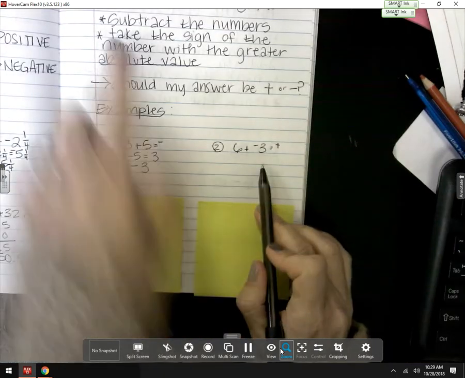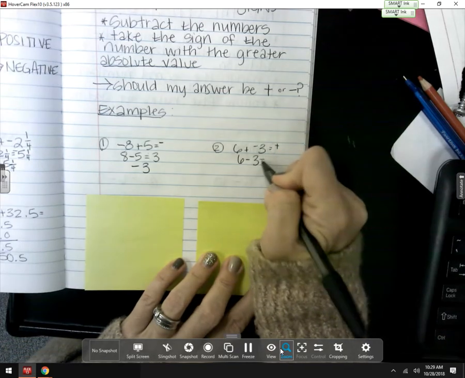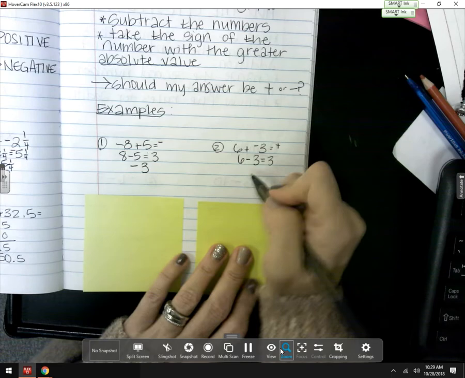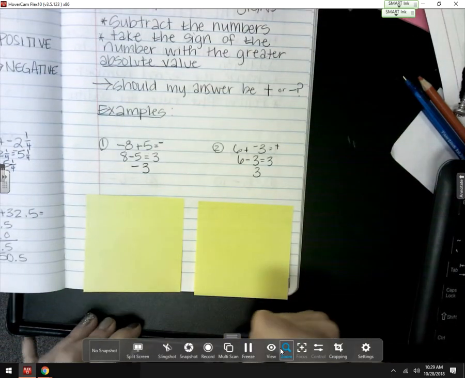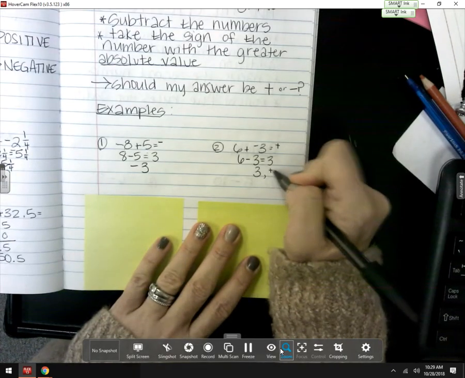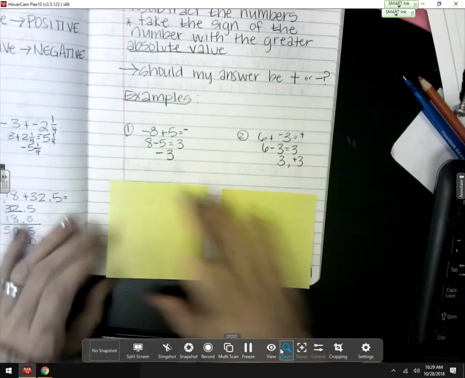So then I'm going to subtract the numbers, 6, take away 3, and that's going to give me 3. And I know it's going to be positive, so my answer is +3. And again, I could put a positive sign in front of it, or I could just leave it as 3. Either one of those is fine as long as my answer doesn't say negative.